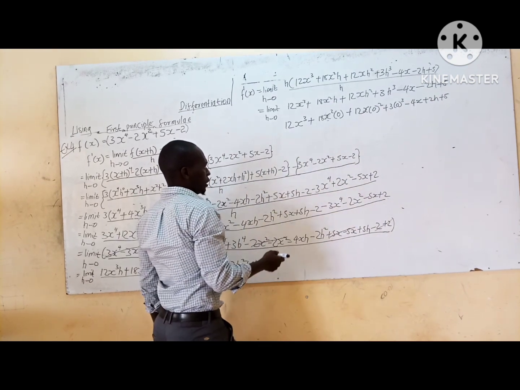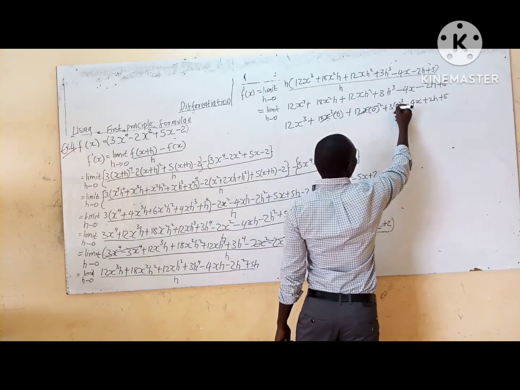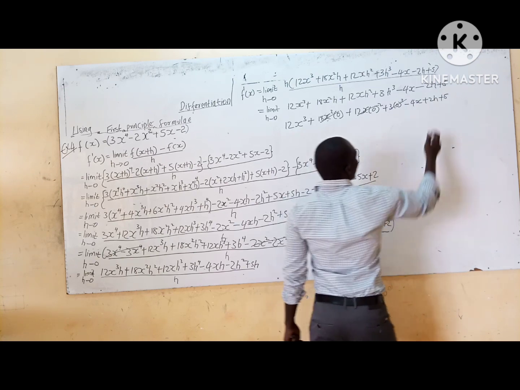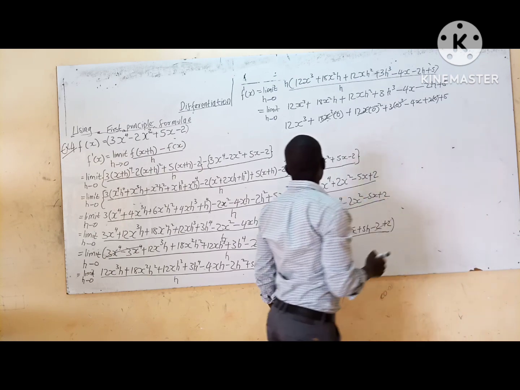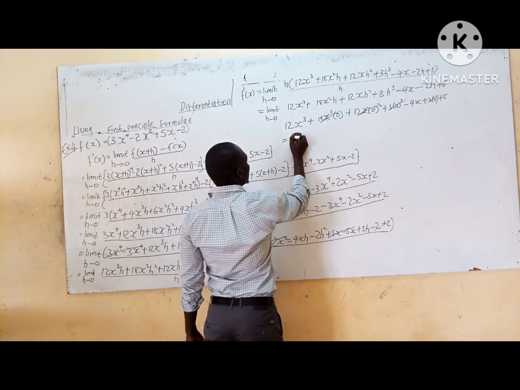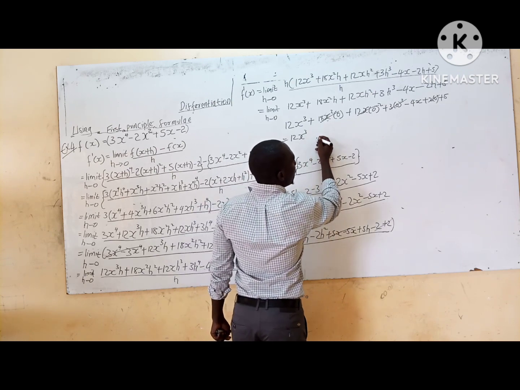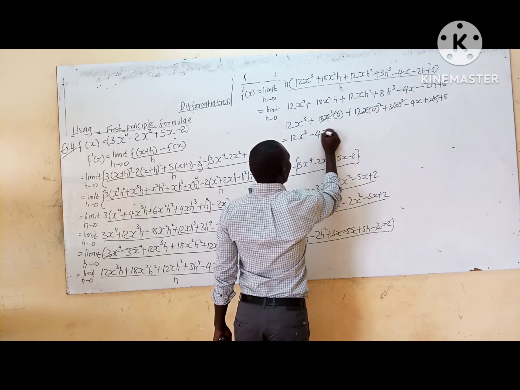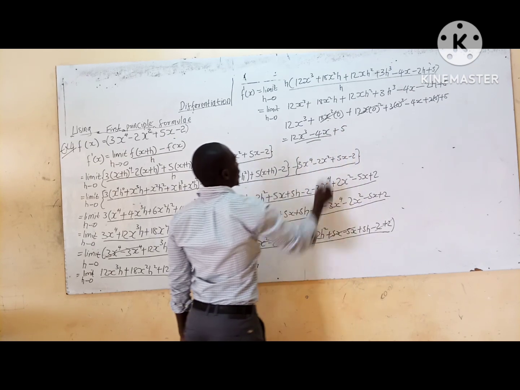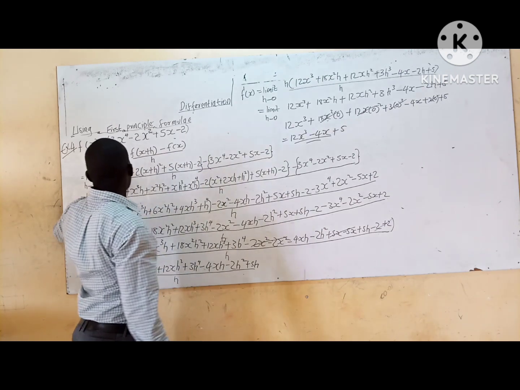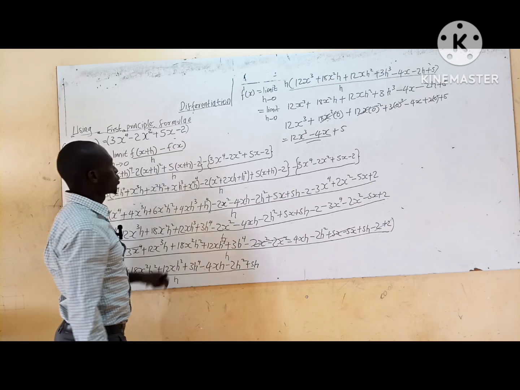All the terms of h will cancel out. This one, if you multiply by 0, will cancel out. This one will cancel out. This one will cancel out. And this one will cancel out. And now we will be left with 12x cubed minus 4x. We add 5 as the differential of this function using the first principle.